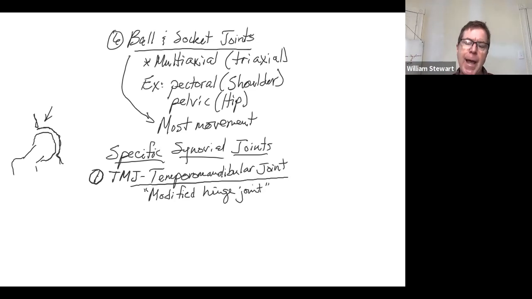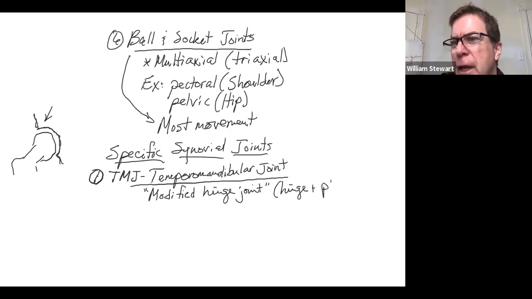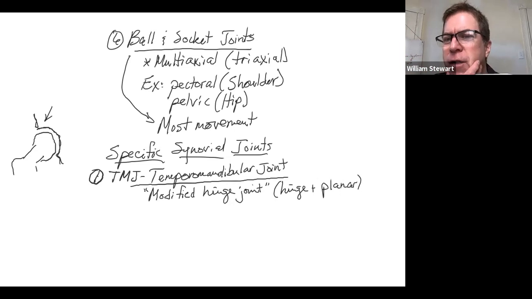It has the combined movements of a hinge joint and a planar joint. So I'm going to write hinge plus planar. It's predominantly a hinge joint. When we depress our mandible, open our mouths, the mandible hinges in one plane from that temporomandibular joint. But you know that you can also slightly slide your mandible side to side in lateral movements. That's the planar part of that modification.